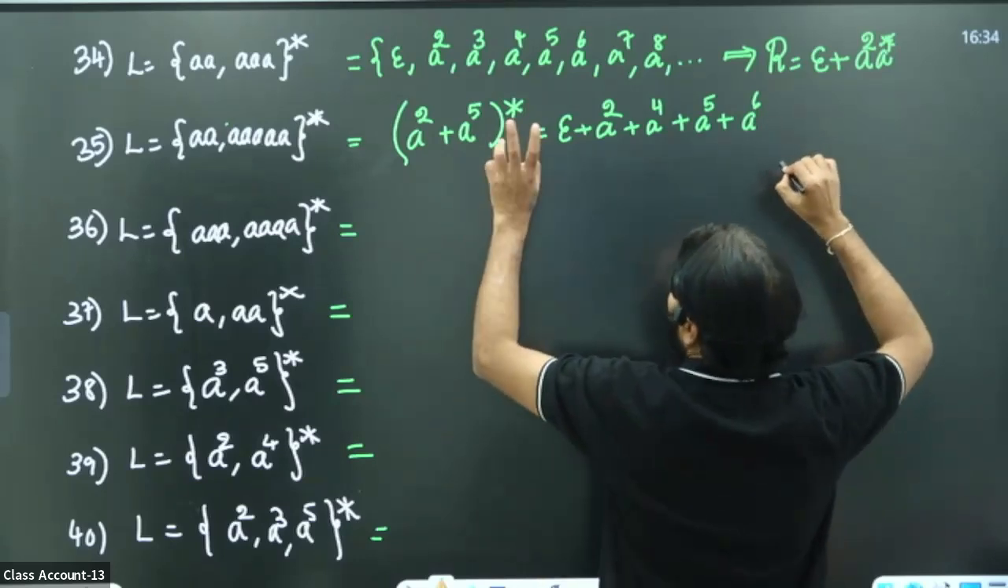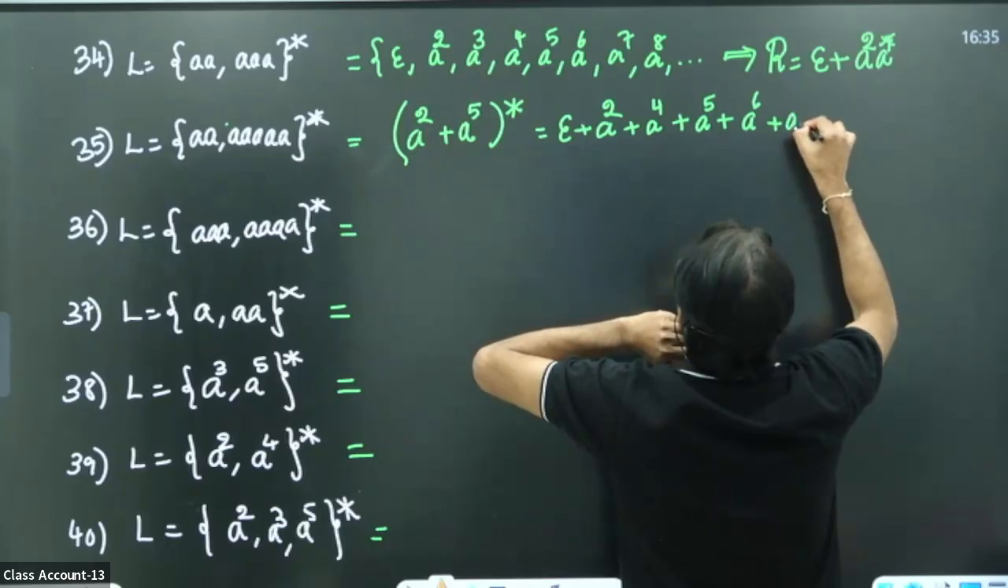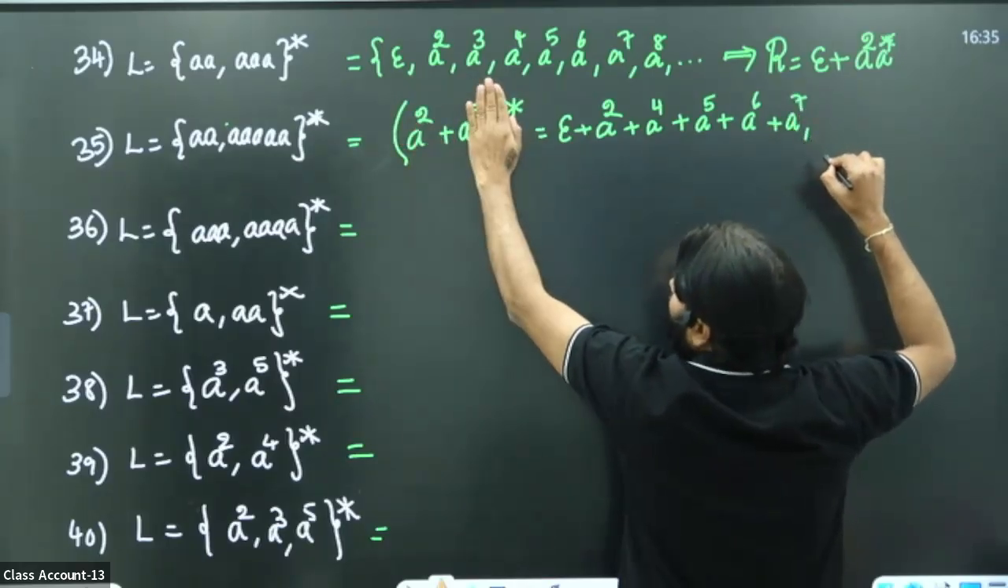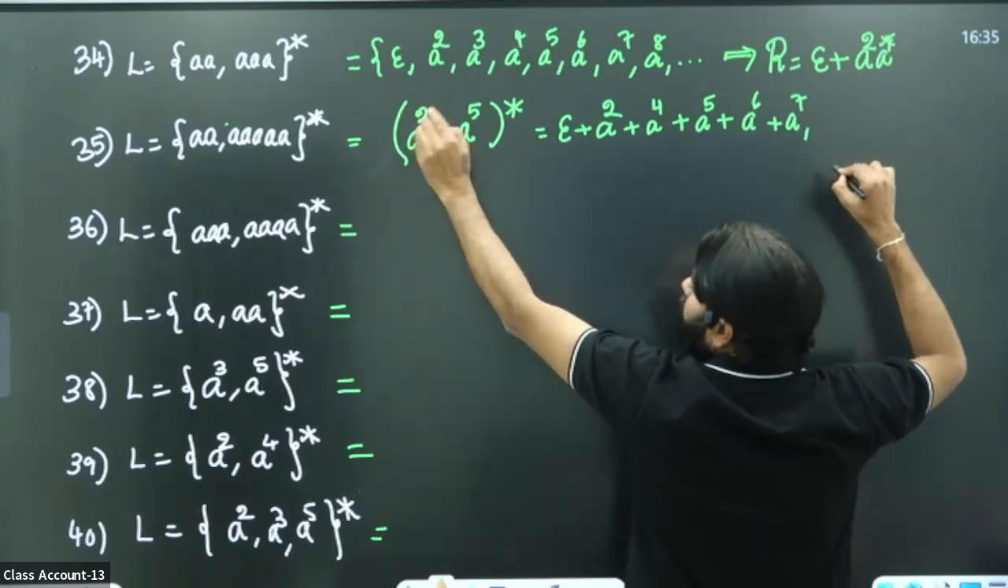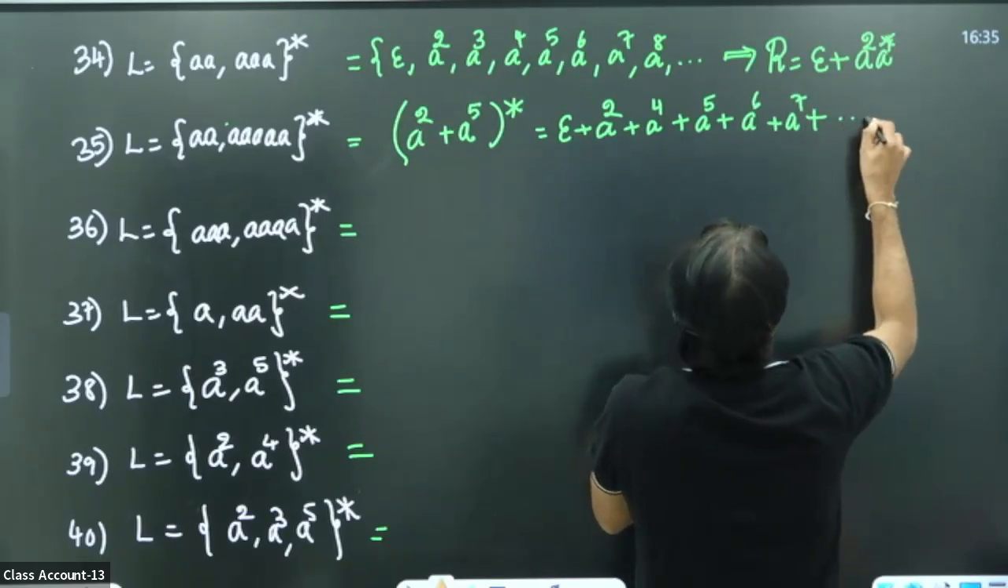Now 7, you can go twice. One time you take this, other time you take this, you will get a power 7. A power 8 by repeating 4 times. A power 9, 1 time 5, 2 times a power 2. So you'll get 9 a's total. So from here onwards, you can get every string.